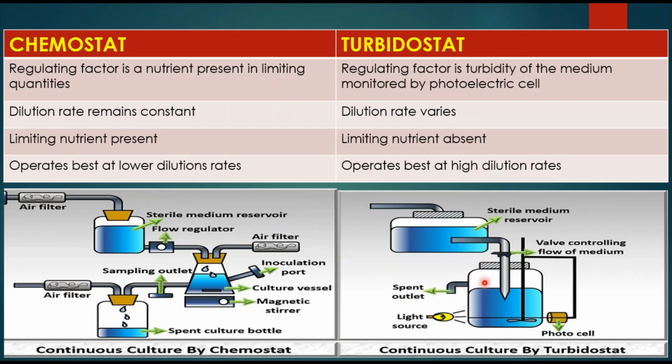Such a limiting nutrient is absent in the turbidostat. And the chemostat operates best at lower dilution rates, whereas the turbidostat operates best at a high dilution rate. So this is the brief overview of the differences between the chemostat and the turbidostat. Thank you.